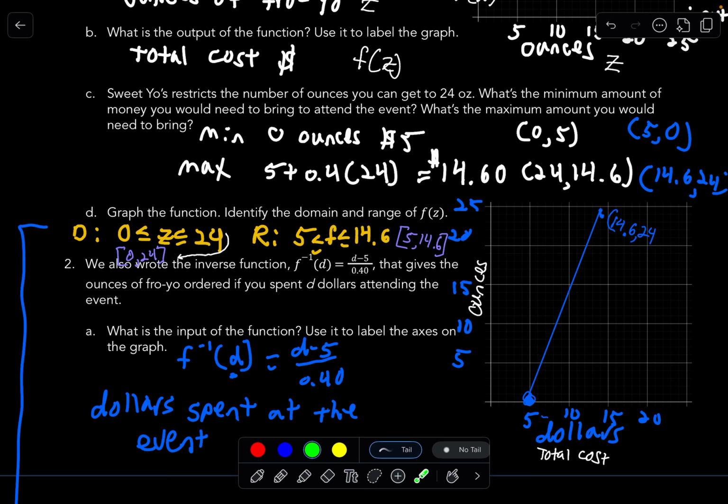Okay. Now, number 2, we also wrote the inverse. This ugly expression is the inverse function. We did this in our last lesson. If you really look at this, this is a line. It has a weird-looking slope, 1 over 0.4, and then a weird-looking y-intercept, because that would be negative 5 over 0.4. So it looks weird.